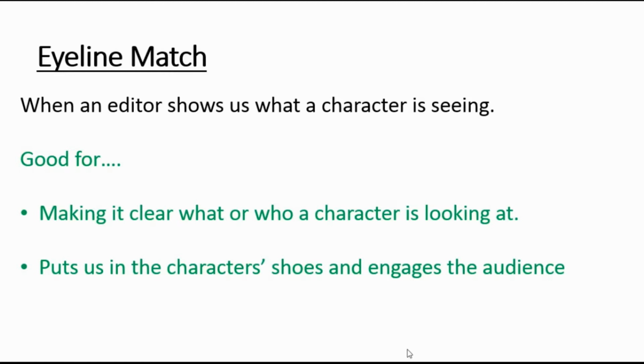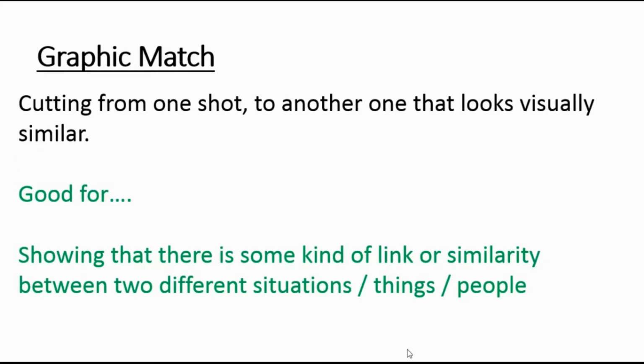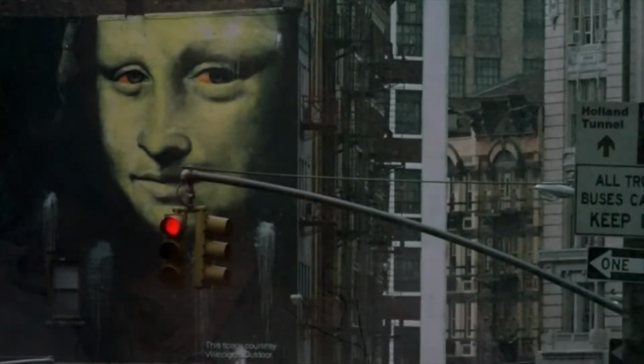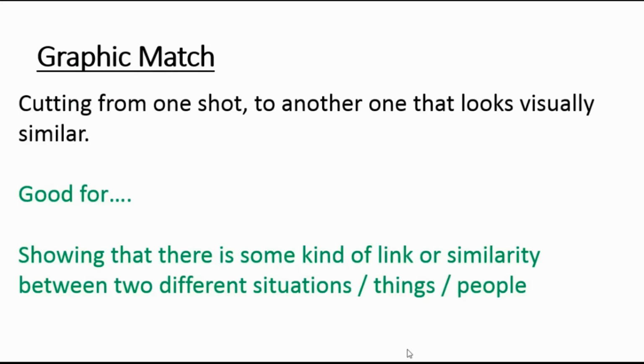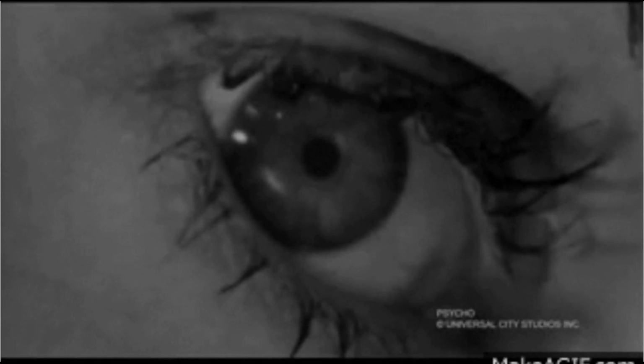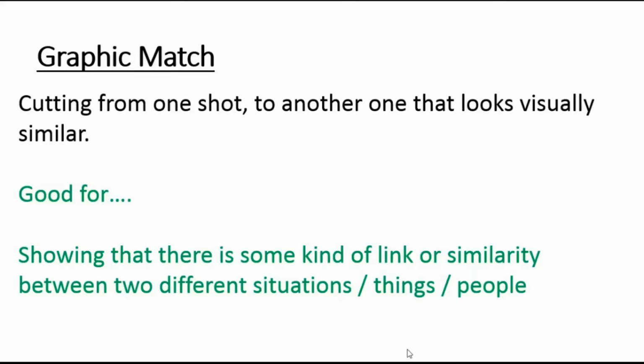A graphic match is quite an artistic shot, really. It's where you cut from one shot to another, and both those shots look visually similar to one another. So, for example, the one that you are seeing on screen at the moment is quite a famous one from the film Psycho, where you are seeing the character in the opening scene's eye, a close-up on her eye, and then the shot changes to the plug hole and the water going down the plug hole, and that's also round like the iris of her eye. So they look quite visually similar.